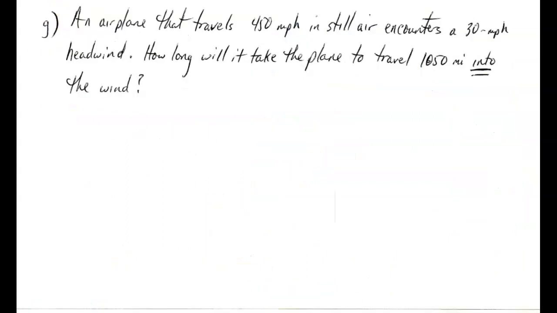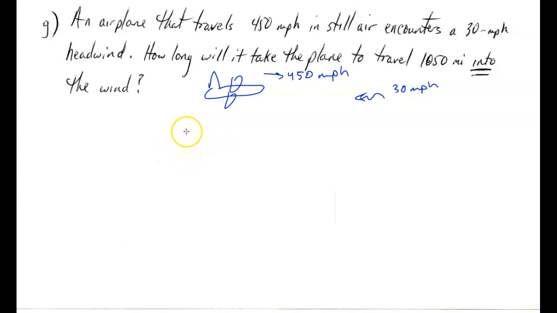So for our next example, we have an airplane that travels 450 miles per hour in still air, and it encounters a 30-mile-per-hour headwind. And of course, a headwind means that the wind is blowing against the plane. So if the plane is traveling in one direction, the headwind is blowing in the opposite direction, creating resistance for the plane. Okay. So we know that, and I'll just draw the plane here right quick. And we know that that rate is 450 miles per hour. And we have some headwind coming this way. That's 30 miles per hour.